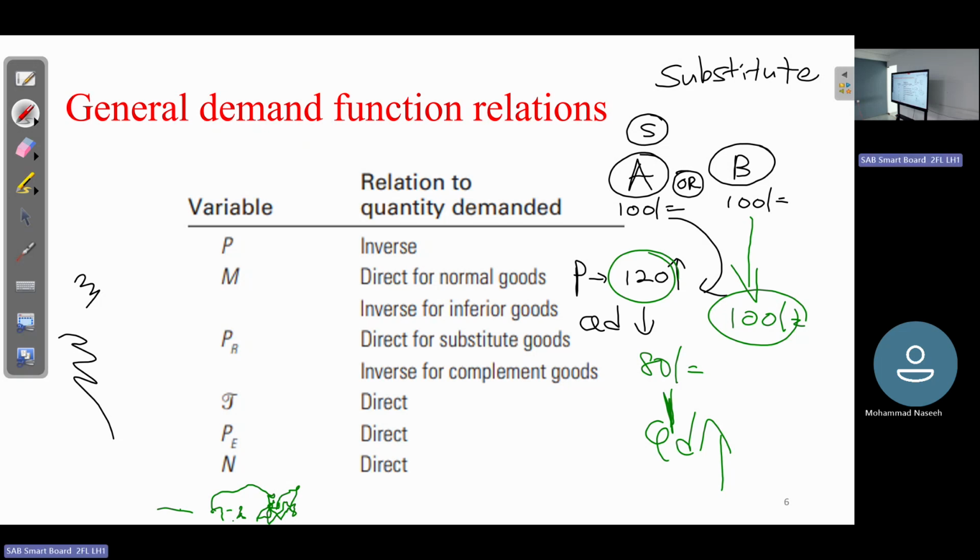This will cause consumers shifting from blank to blank, resulting in blank quantity to market. Resulting quantity of the selected product.